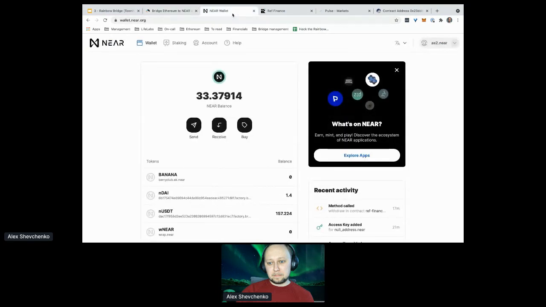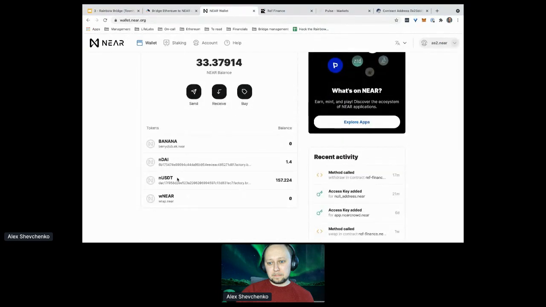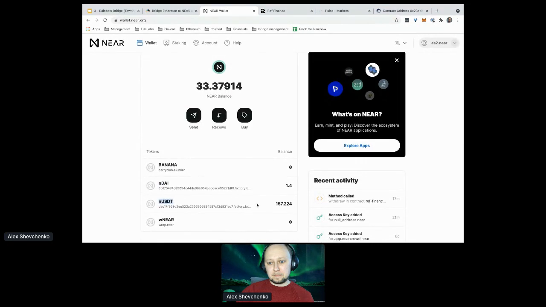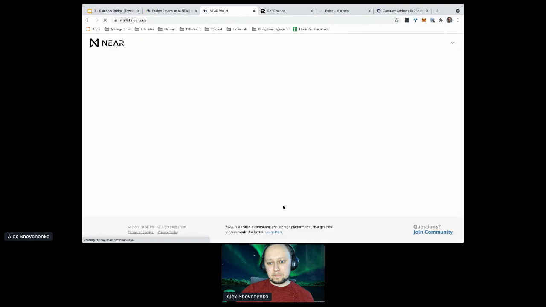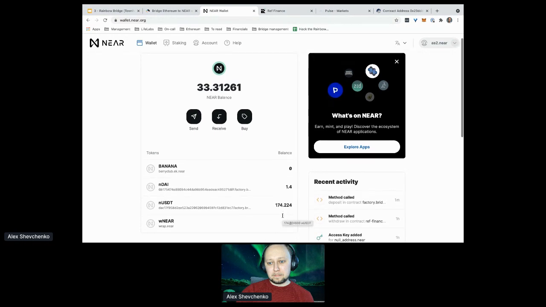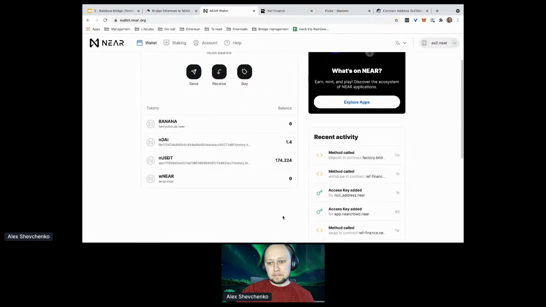Now, the cool stuff about the Near wallet is that I can see my USDT right directly in the Near wallet. As you can see, here is the address of the USDT contract, and I see the balance here. So that's pretty cool. I believe this is not the correct balance because I need to refresh the page. It was 157, and I believe I need to add 17 more. So we will be able to see, yeah, 174. So how cool is that? In the official wallet, you have the support of all of the fungible tokens that are available on your blockchain.